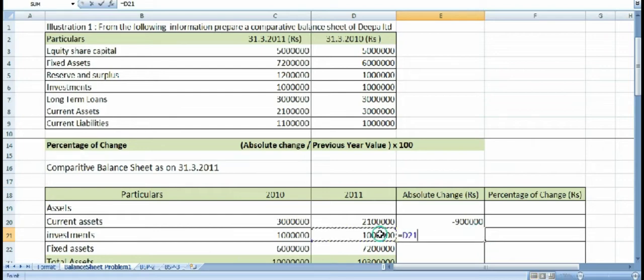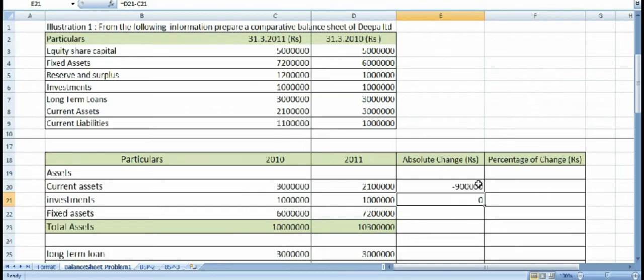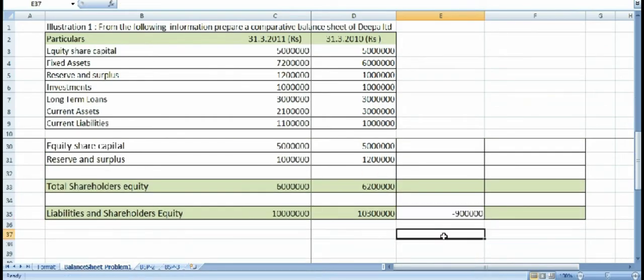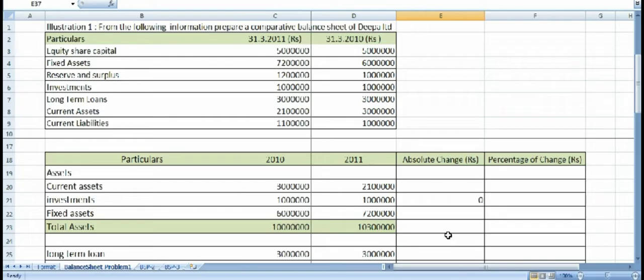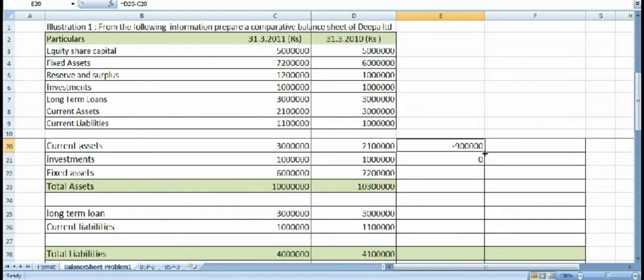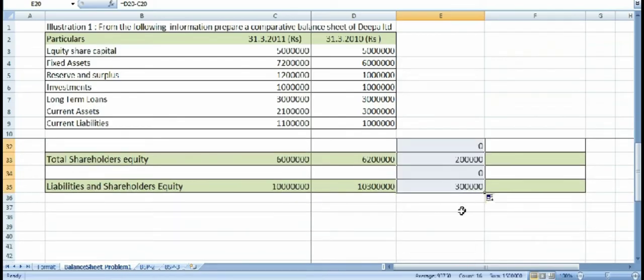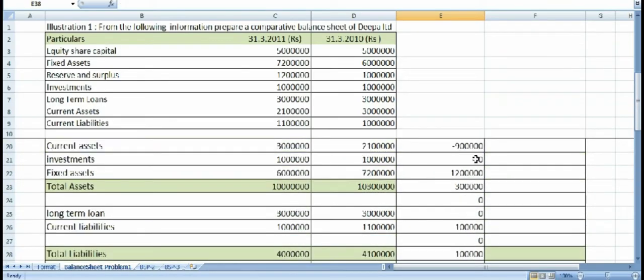10 lakh minus 10 lakh can be 0 too, because there is no change. It indicates it can be a positive change as well as a negative change. So just record all the values, and for all the values, apply the same formula. These values are not recorded, so just ignore these two values.